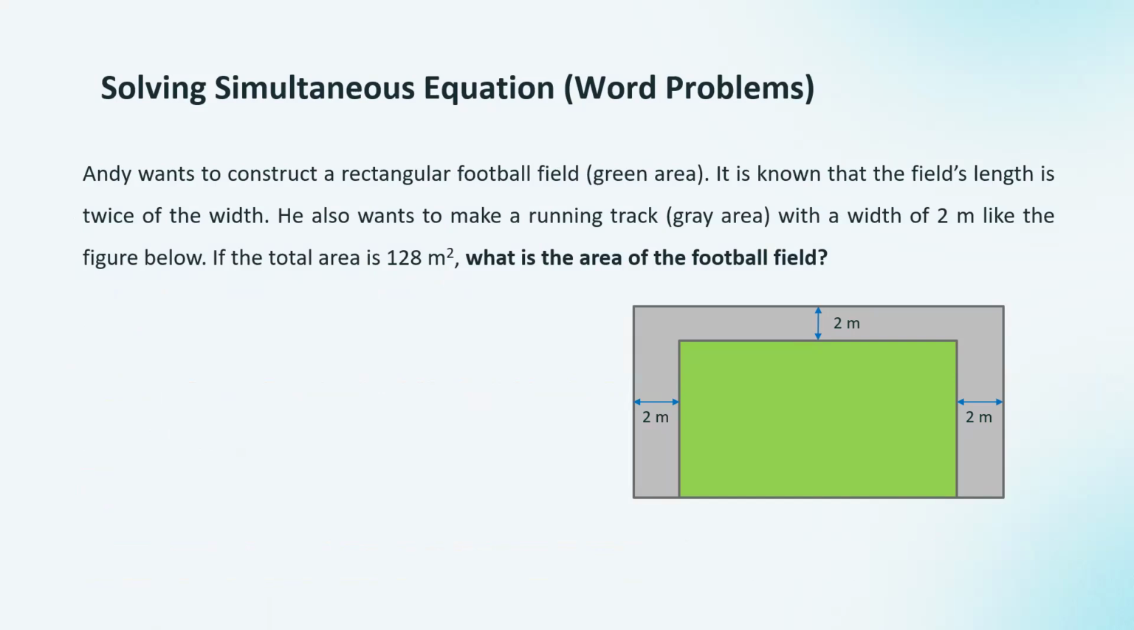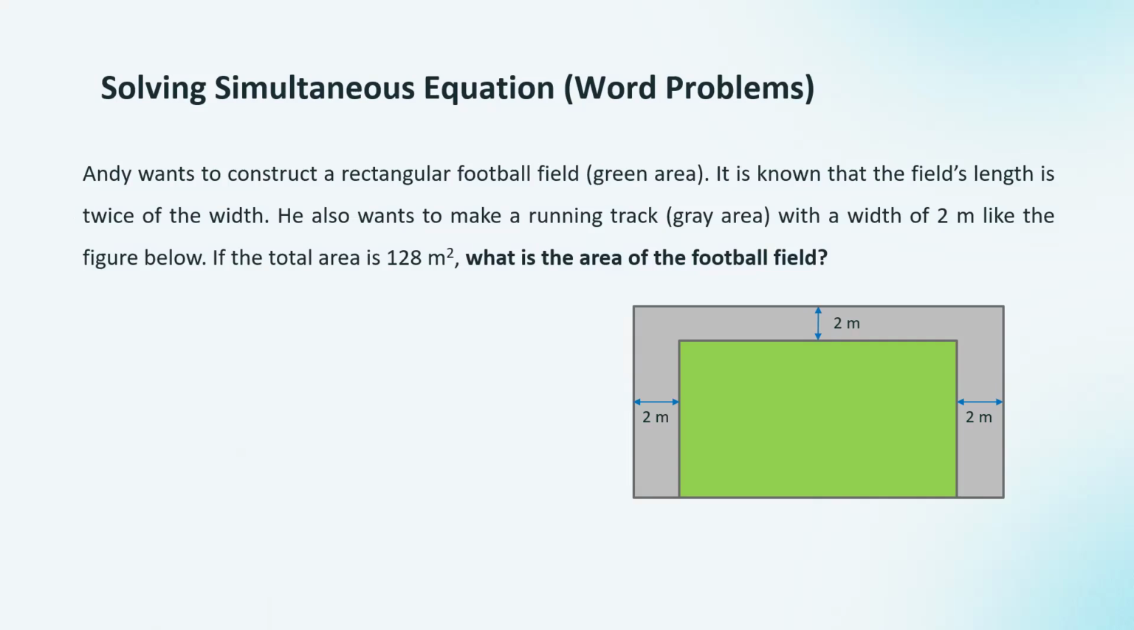So Andy wants to construct a rectangular football field, which is denoted as the green area. It is known that the field's length is twice the width. He also wants to make a running track, which is denoted as the gray area, with a width of 2 meters like the figure below. If the total area, which means the football field and the running track combined, is 128 meters squared, what is the area of the football field?